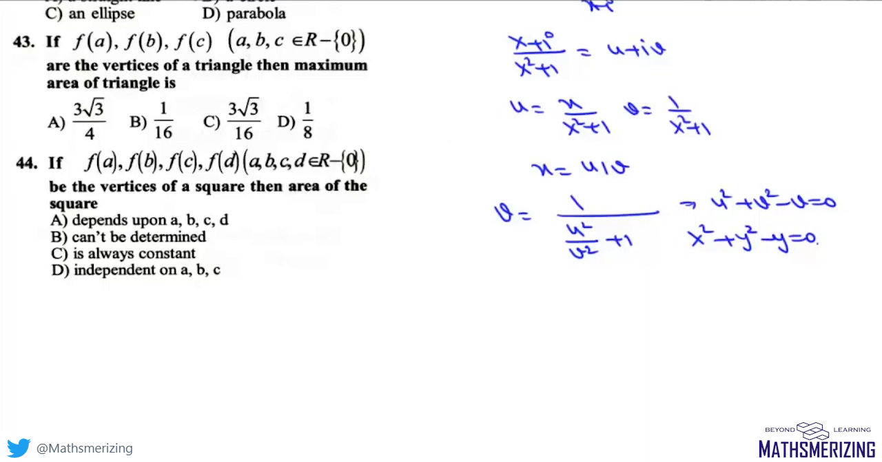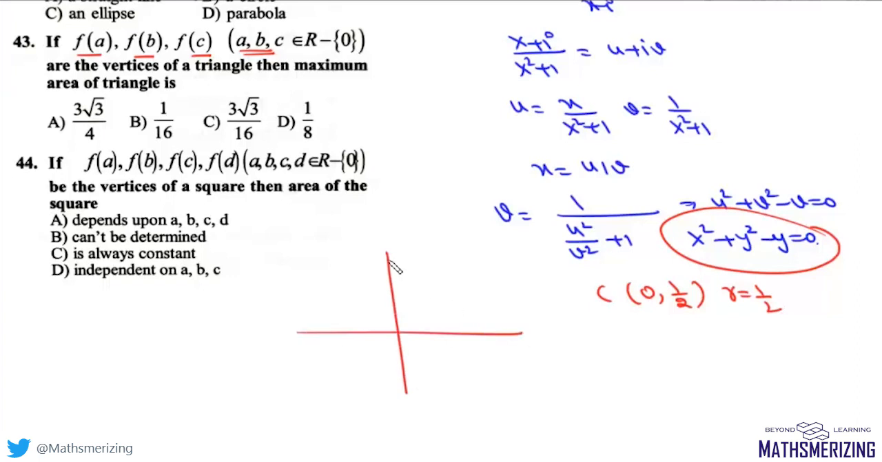Now question number 43 is, if f(a), f(b) and f(c) are vertices of a triangle, a, b, c belongs to R minus 0, then the area of this triangle is. Now we know that if a, b, c are real, then f(a), f(b) and f(c) lie on this circle. Now for this circle, the center is at (0, 1 by 2) and the radius is also 1 by 2. So we'll have this circle, its center at (0, 1 by 2) and radius equals 1 by 2.